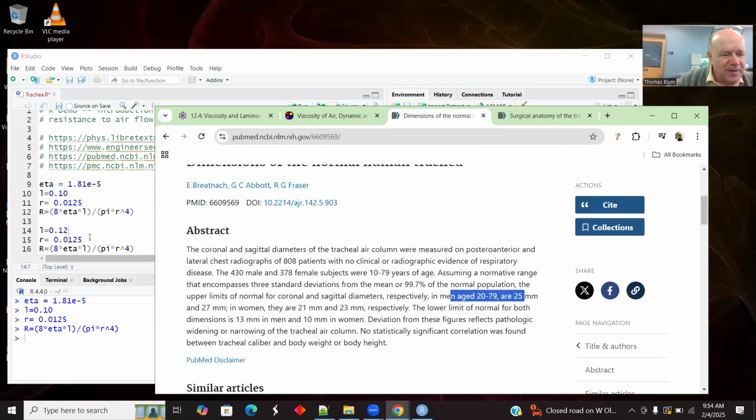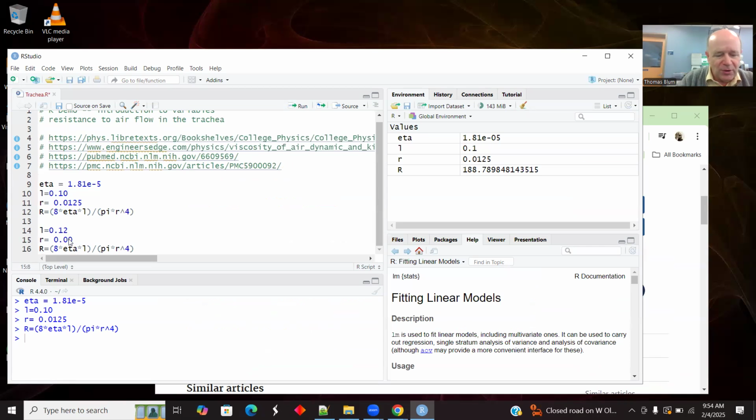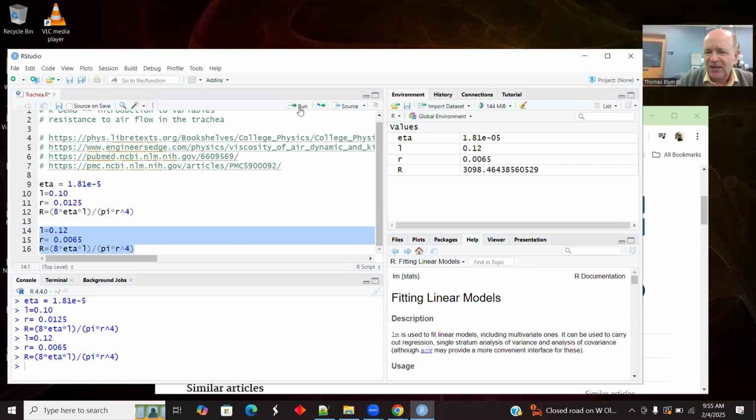So that would be 0.0, let's just go 0.006. Let's do 6.5. Okay, so that was the 13. Before we had 188, but now we're going to change L, change R, and recalculate, and now we're up into 3,000. So we went from 188 or so to 3,000 by that restriction. Because you have that radius raised to the fourth, a change in the radius makes a huge difference.